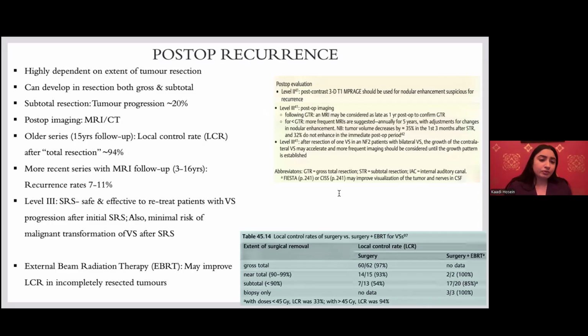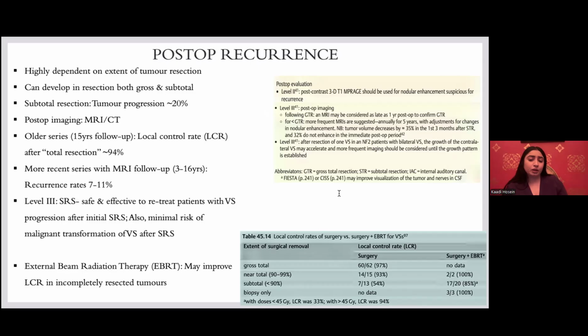And level 3 evidence suggests that SRS is safe and effective to retreat patients with vestibular schwannoma progression after initial SRS, and that the patient should be informed that there's a minimal risk of malignant transformation of these tumors. Two separate large single-center retrospective studies estimated the malignant transformation rate of 0.3% after SRS. But still, SRS offers a safe and effective long-term management strategy for residual and retained vestibular schwannomas.